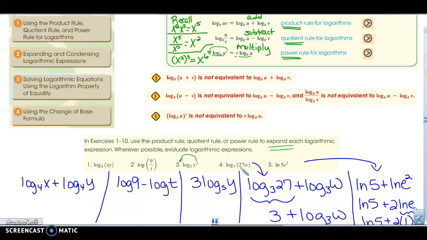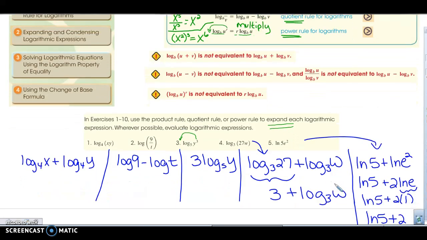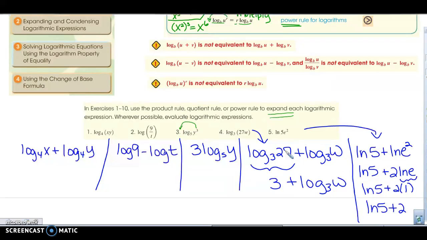All right, in this example, we have a product again, so we're going to rewrite it as a sum. Log base 3 of 27 plus log base 3 of w. Now, before we turn this in as our answer, we pause because you can actually calculate what this is without a calculator. What is the exponent that I have to raise base 3 to get 27? And the answer would be 3. So this reduces down to 3, and they expect us to do that and turn this in.